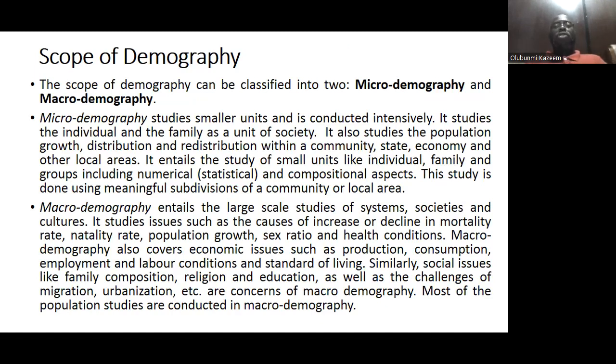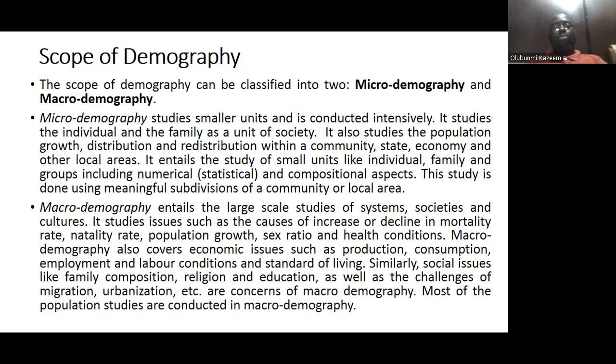In micro demography, it studies smaller units and is conducted intensively. That is, yes, the scope is small, but it is very, very intense. You go deep, you go into details. So on that basis, it studies individuals and the family as a unit of the society. So it's not studying the big countries or continents, rather it studies communities, states, and other local areas. So in this case, the point of analysis is the individual as a person and the families that make up communities. So on that basis, it looks at the numerical composition of such families and the quality of each unit of that particular family within the community. So micro demography is very, very intense and very, very detailed, although on a small scale.